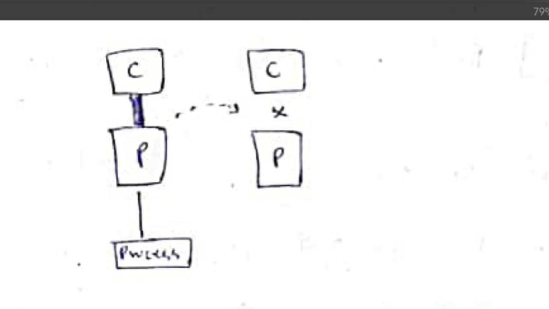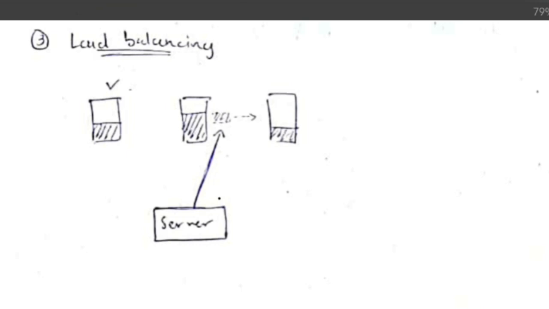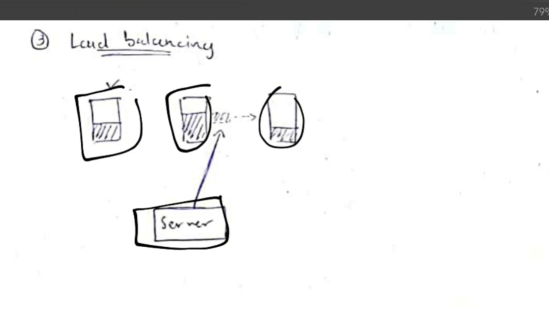So to overcome this, one thing can be done. The process should try its maximum to not change its processor. That's nothing but the processor affinity. The third one is load balancing. In this, the server has to decide which processor is having more data, so that the balance will be made from the one having more data to the one having less data. Okay, that should be done by the server.